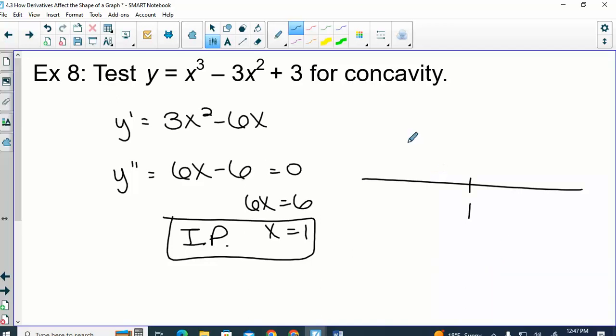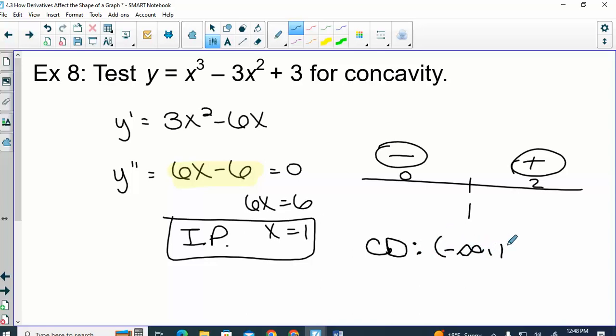We are going to do the sign line for this second derivative. Okay, so if I plug in a number smaller than 1, 0, and bigger than 1. So if you put in a 0, 6 times 0 minus 6. If you put in a 2, 6 times 2 minus 6. All right. So when my second derivative is negative, my graph is concave down. I'm just going to abbreviate that with CD. So that's from negative infinity to 1. And it is concave up from 1 to infinity.